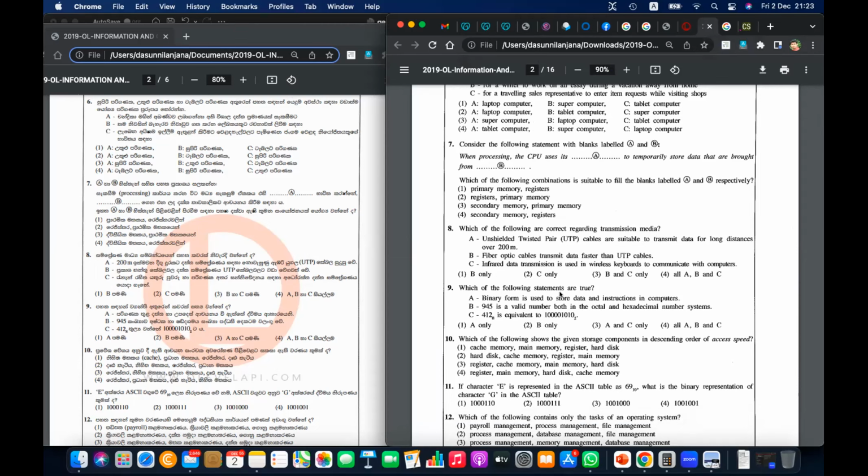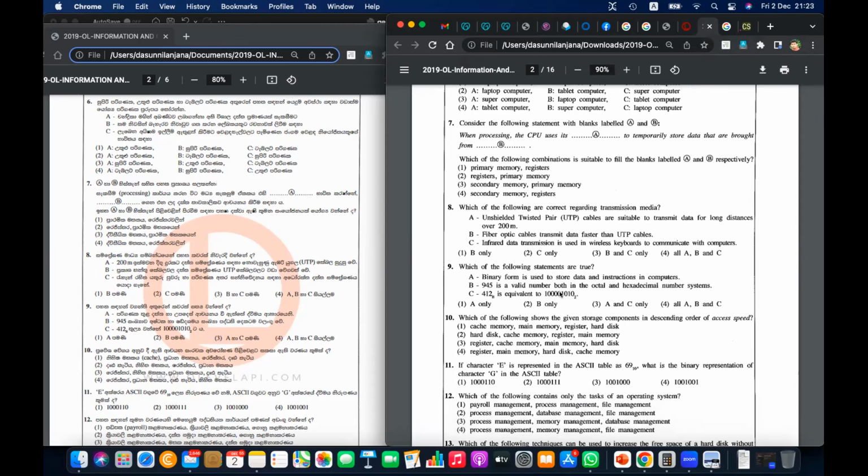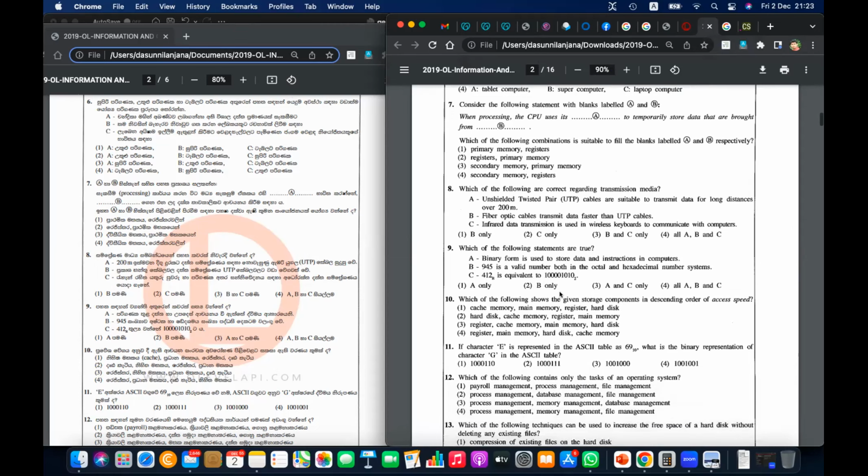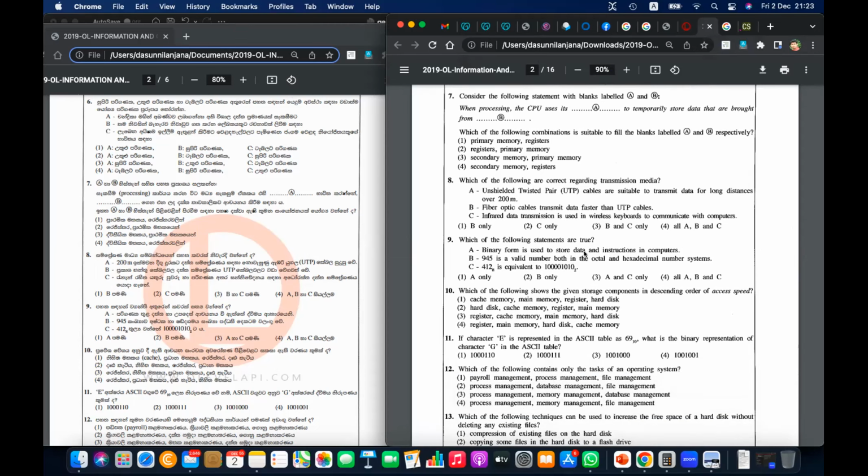Then 9. Which of the following statements are true? Binary form is used to store data and instructions in computers. Very true. It's 1-0 binary format. It's used. 945 is a valid number in both octal and hexadecimal.